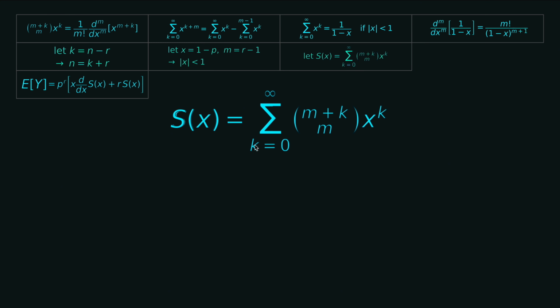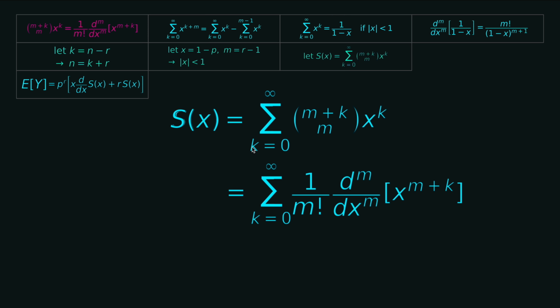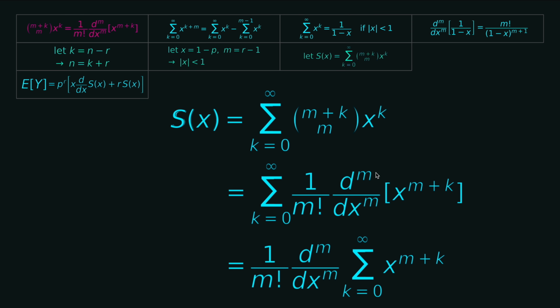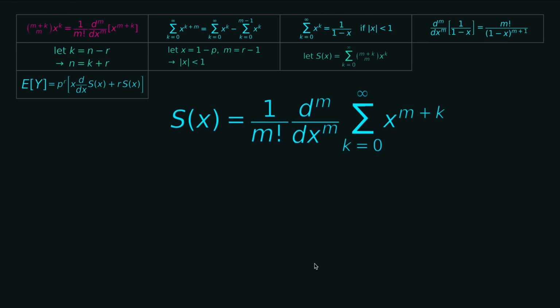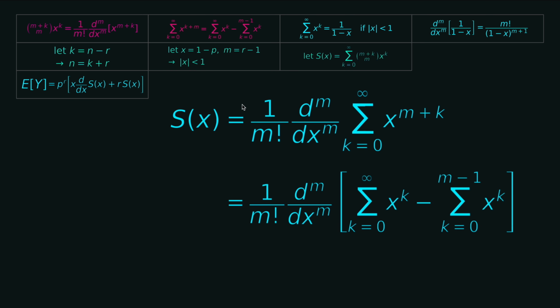All right, s of x was defined as being this summation here. So we're going to apply our first simplifying result, which turns this binomial coefficient into an mth derivative. Since the differential operator is linear, we can pull it outside the summation. Now we can apply our second result, because we have this right here, which is exactly this. So we turn that single summation into a difference of a geometric series and this other summation here.